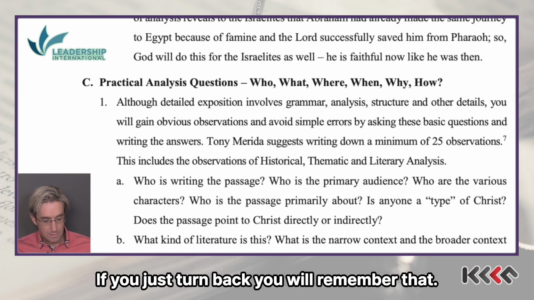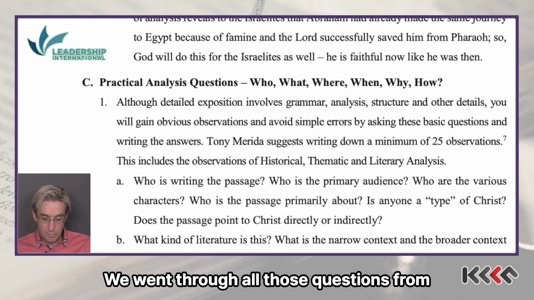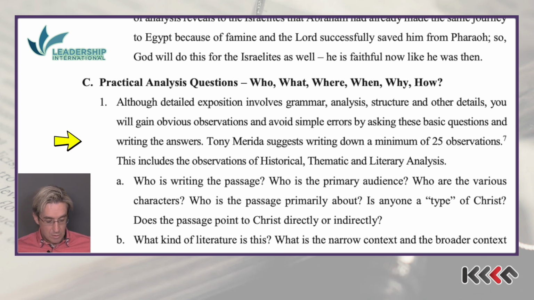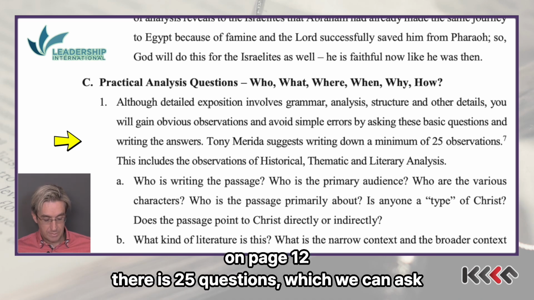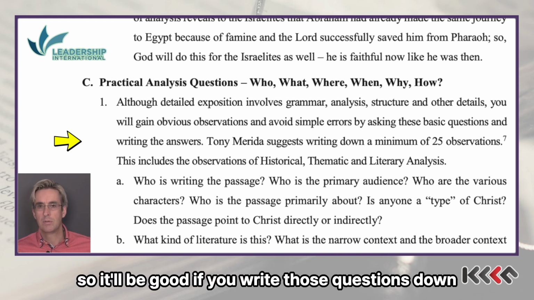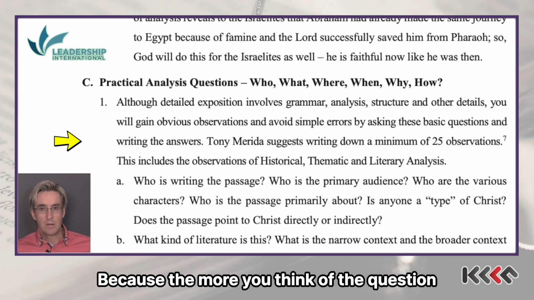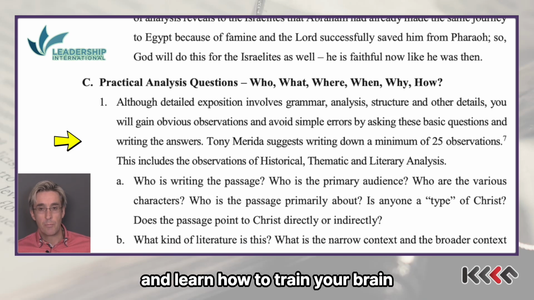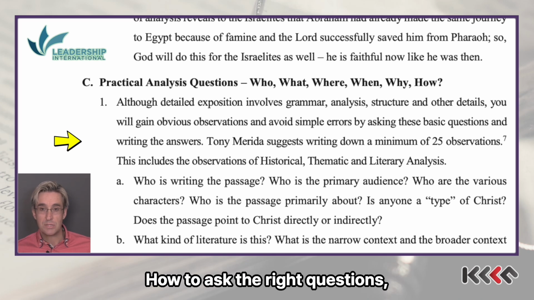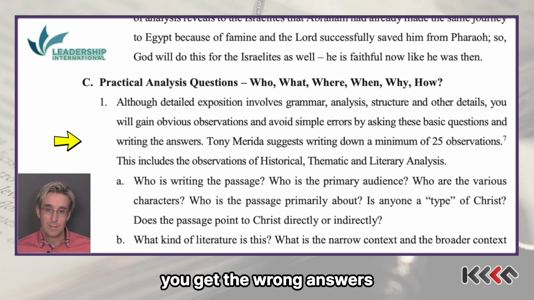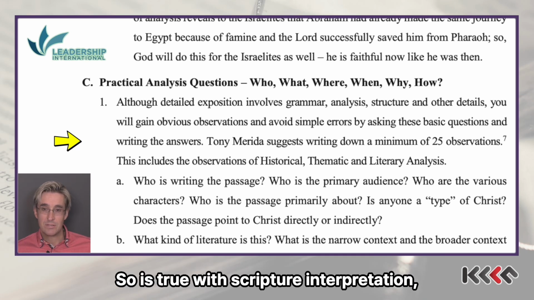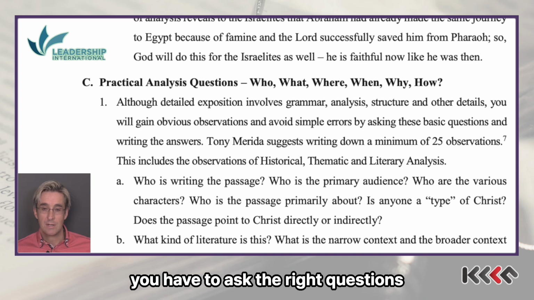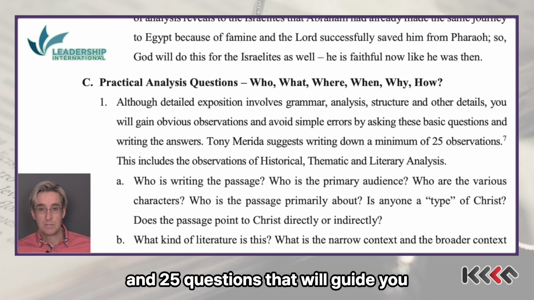if you just turn back, you will remember that we went through all those questions from Tony Merida on page 12. There's 25 questions which we can ask. So it will be good if you write those questions down, because the more you think of the question and learn how to train your brain how to ask the right questions, you get the right answers. If you ask the wrong questions, you get the wrong answers. So it is true with scripture interpretation. You have to ask the right questions. And there's 25 questions that will guide you.